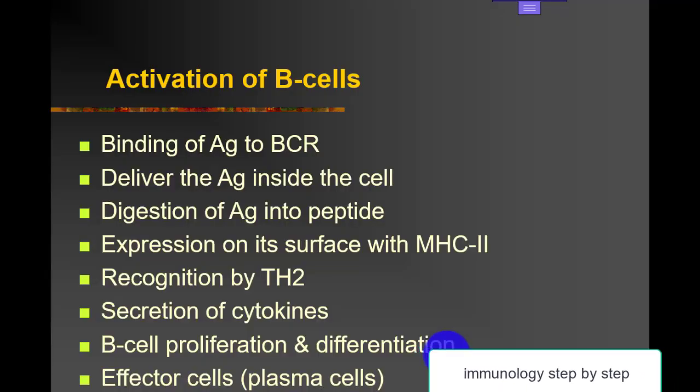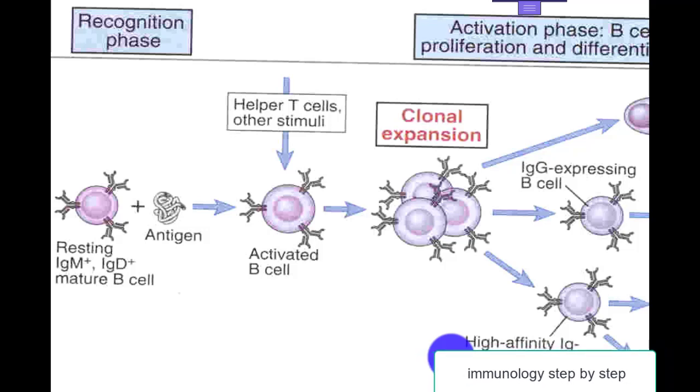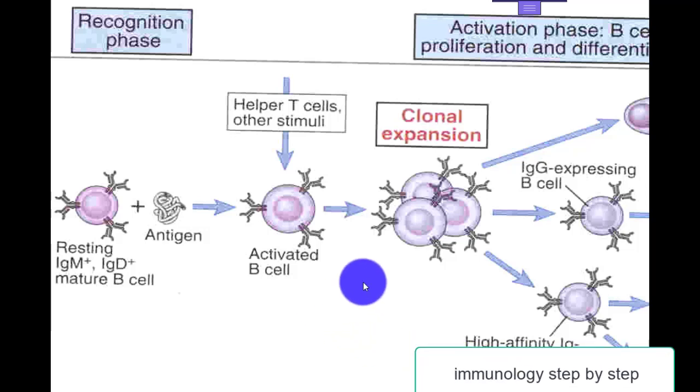Activation of B cell: binding of antigen to the BCR, delivery of the antigen inside the cell, digestion of the antigen into peptides, expression on its surface with major histocompatibility complex class 2, recognition by T helper 2, secretion of cytokines, B cell proliferation and differentiation into effector cells. The recognition phase and the activation phase, helper T cell and other stimuli.